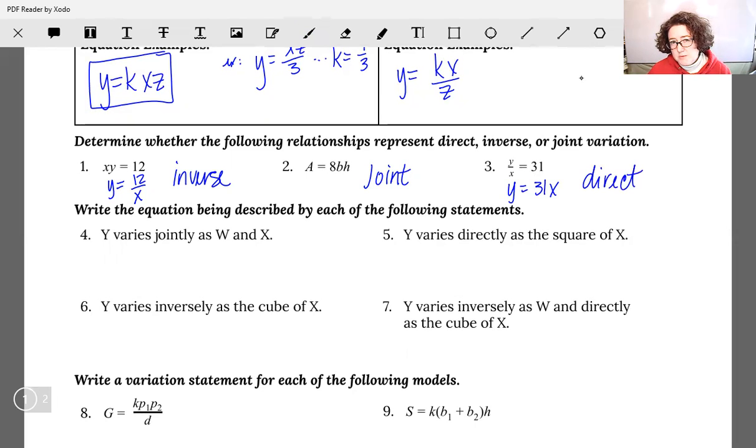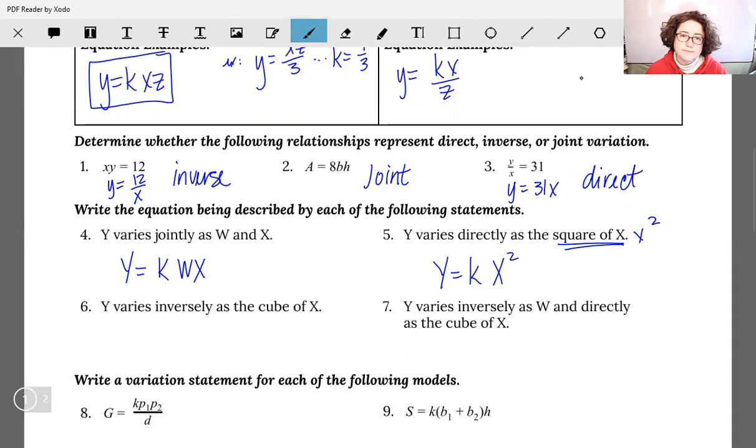All right, so let's look at a few examples now where a description is given, and let's write an equation for them. So number 4, y varies jointly as w and x. So any time I see the word jointly, I think it's basically just direct variation. So that's going to look like y equals k times wx. Okay, number 5, y varies directly as the square of x. So when I see the square of x, I'm thinking x squared. And so y varies directly, everything's all multiplied. So y equals kx squared.